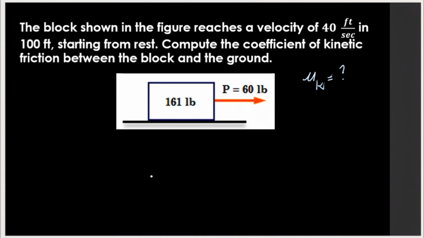So, i-drawing natin siya into a free body diagram illustration. So, this is the block, okay? We have the weight, okay? So, downward, that is 161 pounds. Of course, we have the P motion or yung ating force, na 60 pounds. Okay, this is the weight.